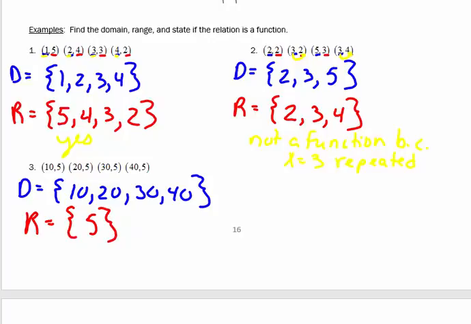So now we'll decide, is this relation a function? Looking at just the x values, 10, 20, 30, 40, we see that the x values did not repeat. So yes, this relation is a function because the x values did not repeat. We don't care that the range repeats. We don't care that the y repeated. We just don't want the x to repeat for it to be a function.